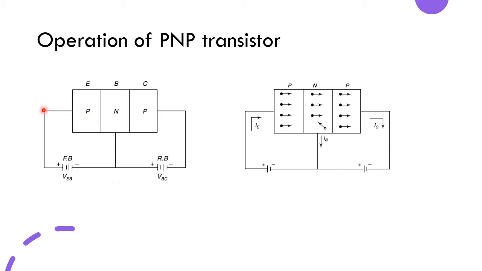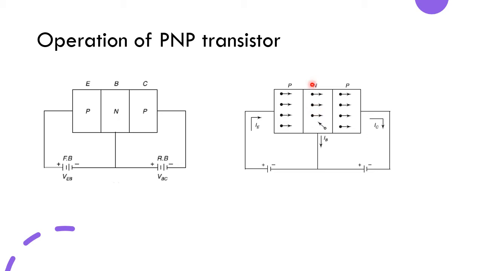So forward bias: positive is connected to positive, negative is connected to negative. Here, reverse biased: negative is connected to positive, positive is connected to negative. In p-type materials, the majority carriers are holes. So these holes move to the base side. If the base is lightly doped, few electrons are present.